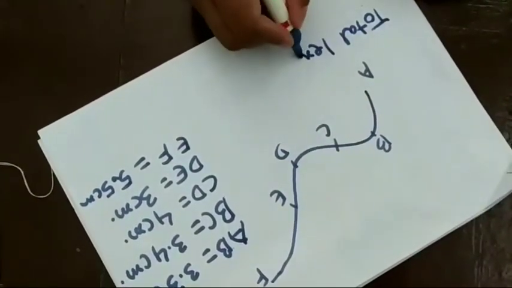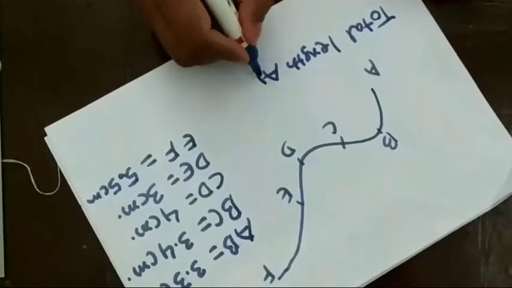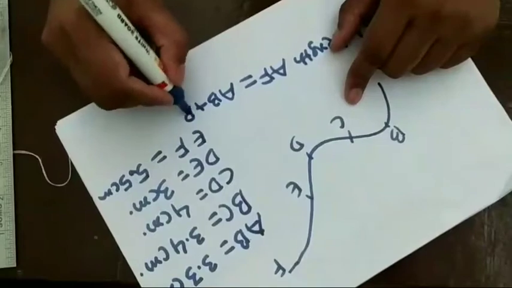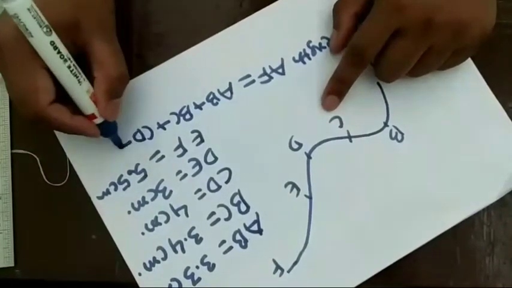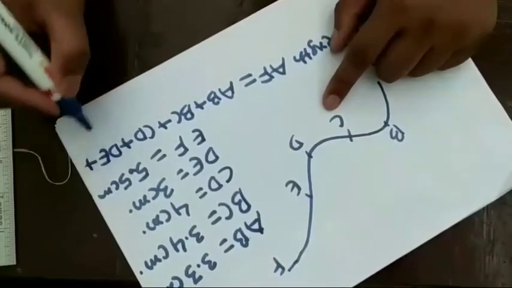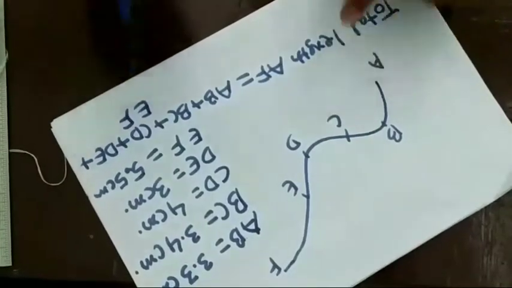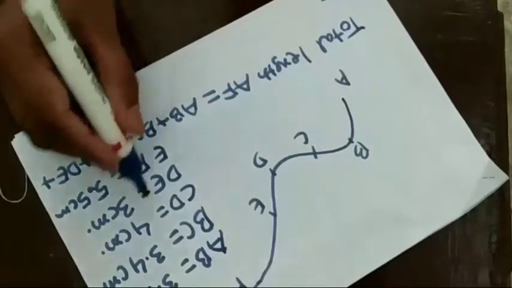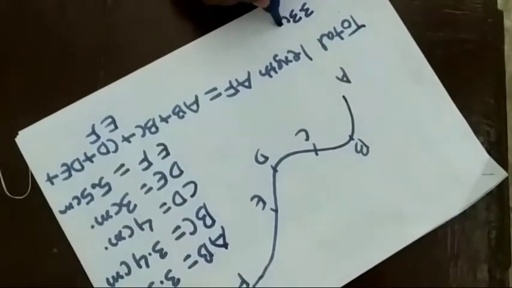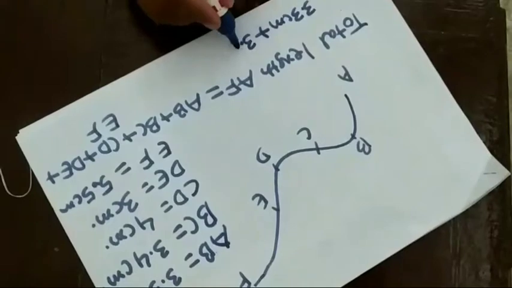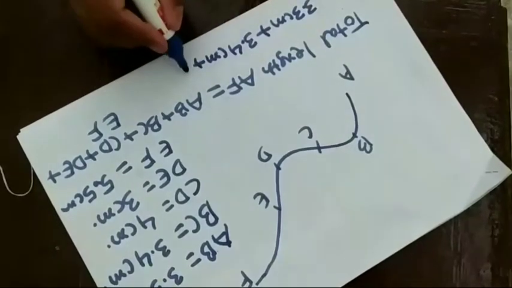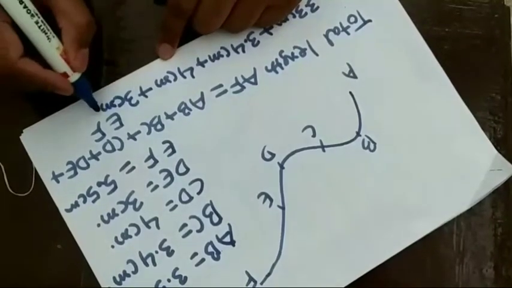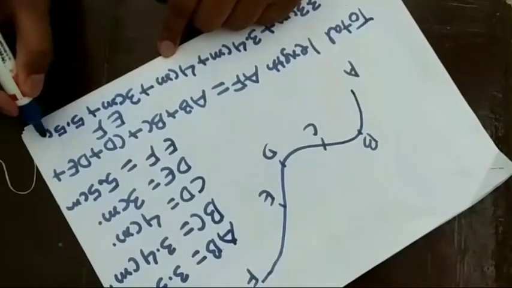Total length AF is equal to AB plus BC plus CD plus DE plus EF. Okay, now put the values: AB 3.3 centimeter plus BC 3.4 centimeter plus CD 4 centimeter plus DE 3 centimeter plus EF 5.5 centimeter.